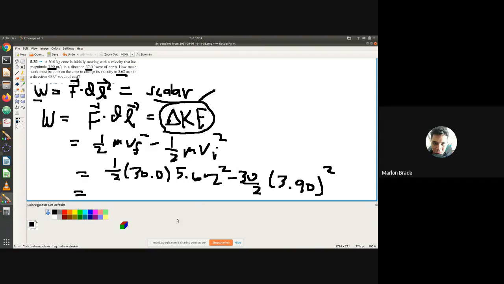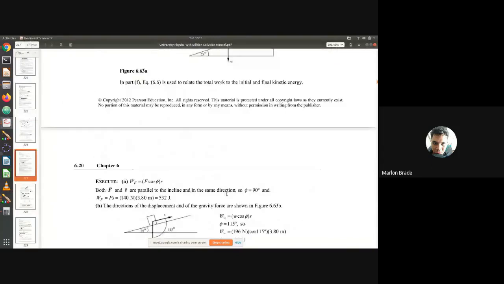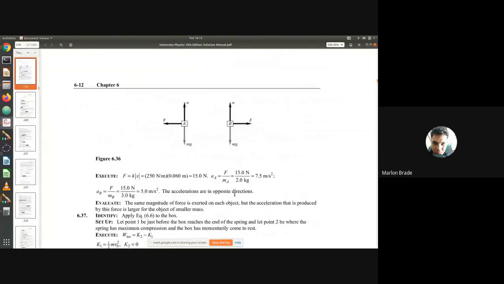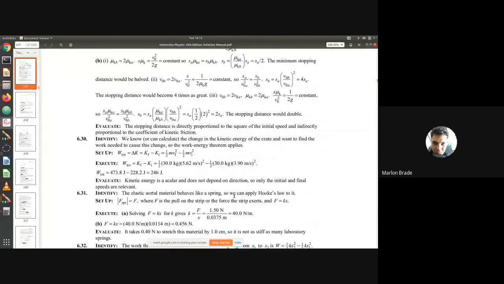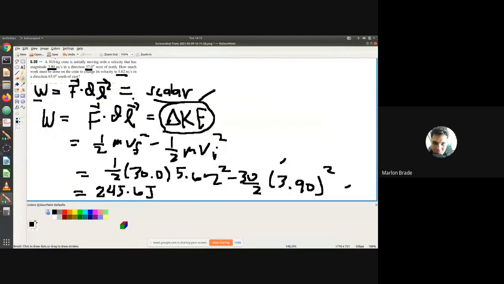Okay? So pila man? Pila ang value ani? 245.6 joules, sir. 245.6 joules. So 6.30. Yeah, 246 joules. So, dili na siya mag-matter sa iyahang velocity, sa iyahang direction, no? Ang tanang quantity nga scalar, dili na mag-matter sa direction.